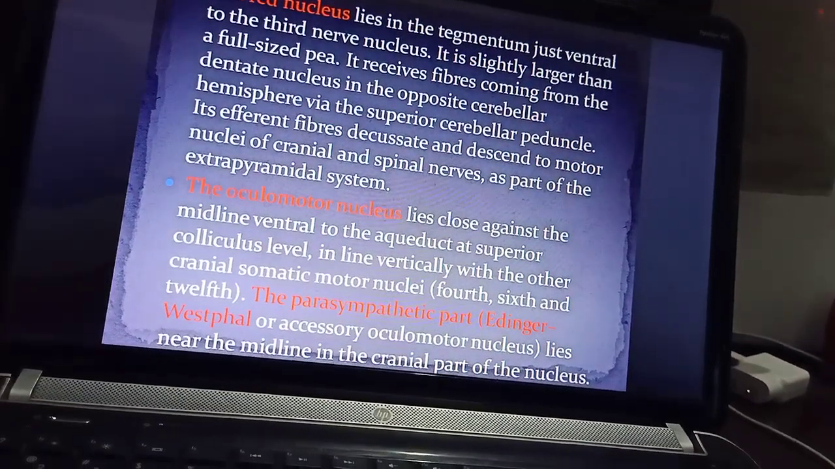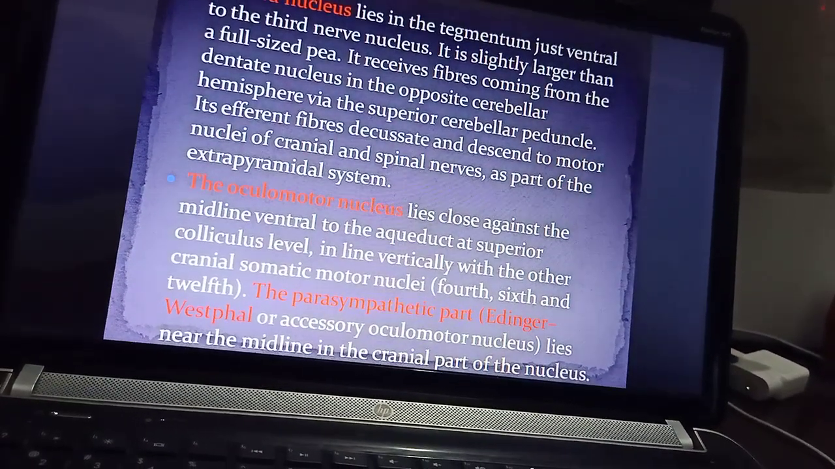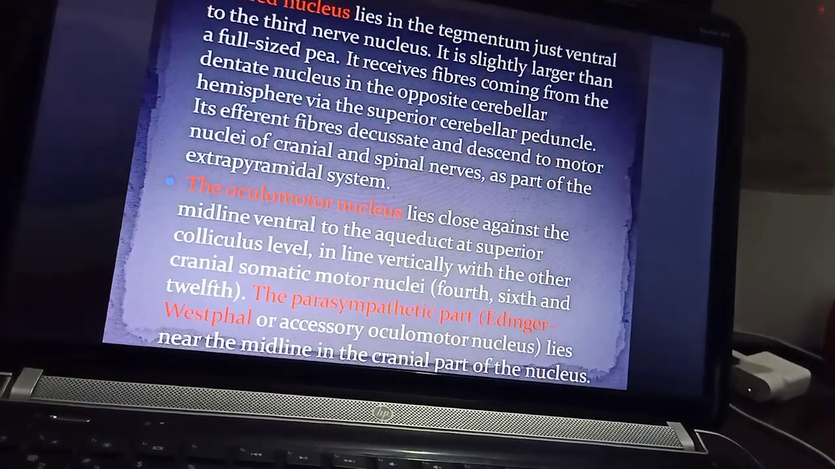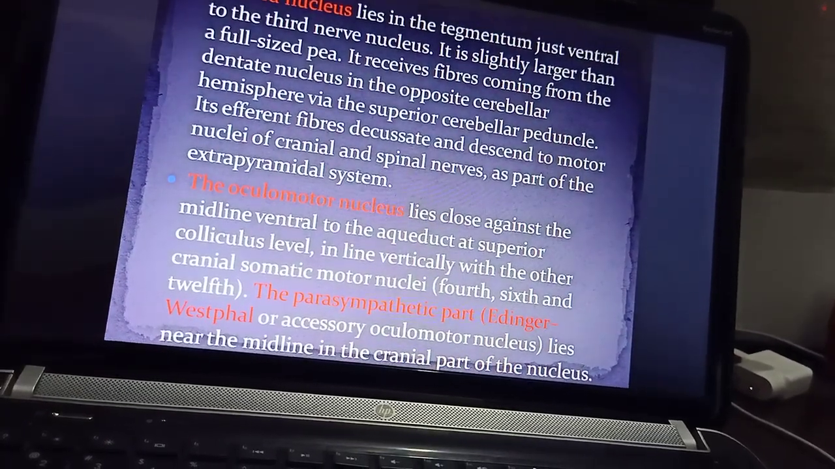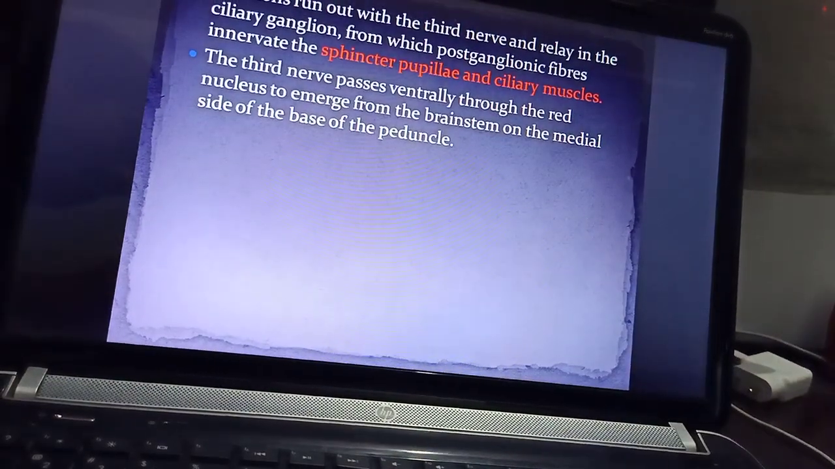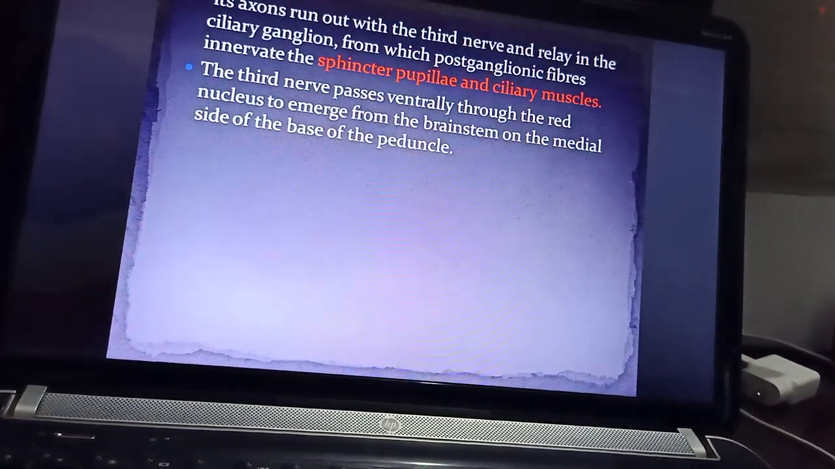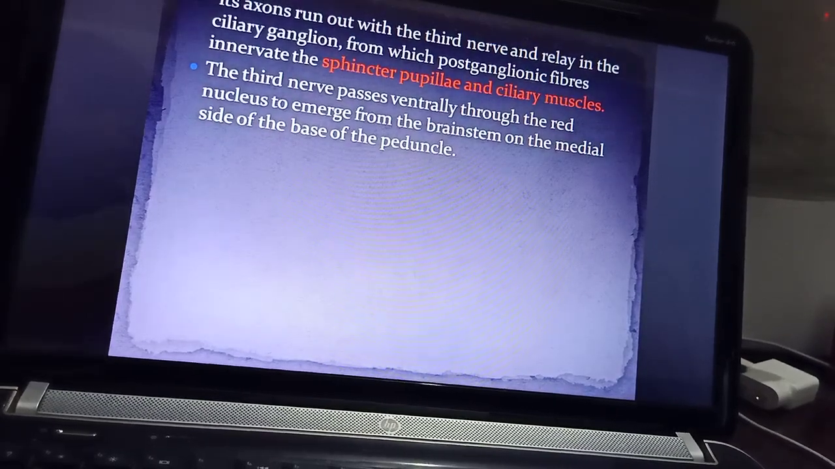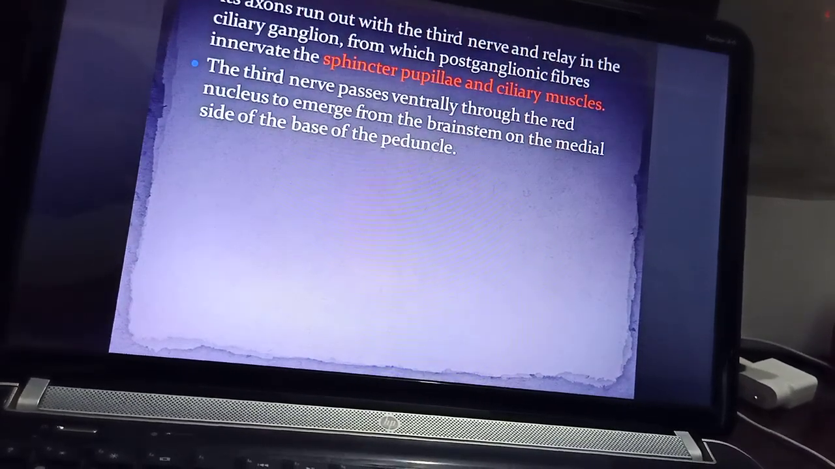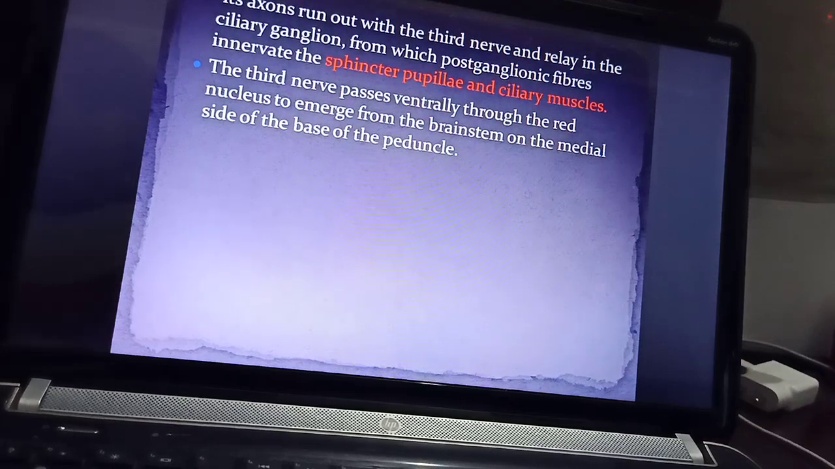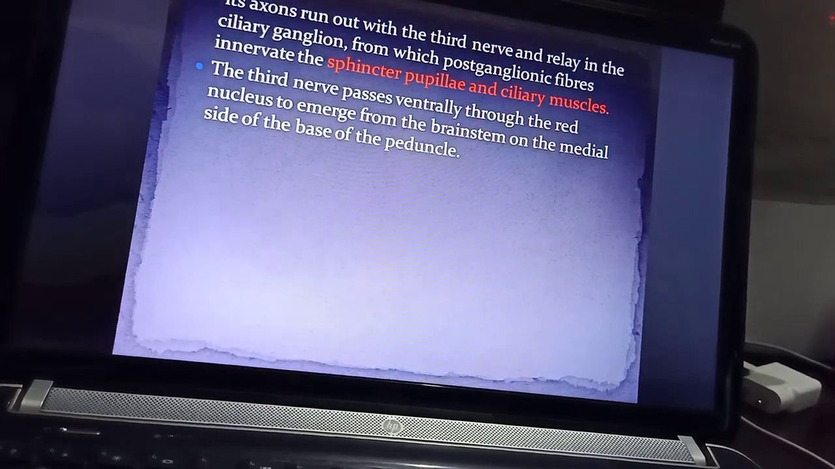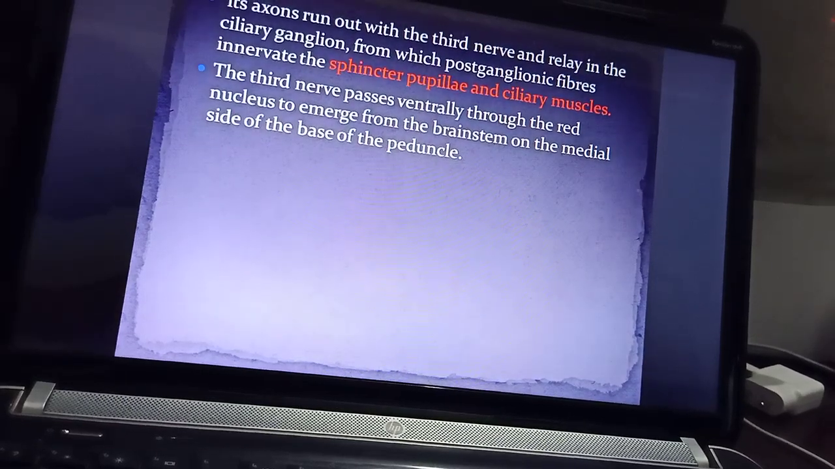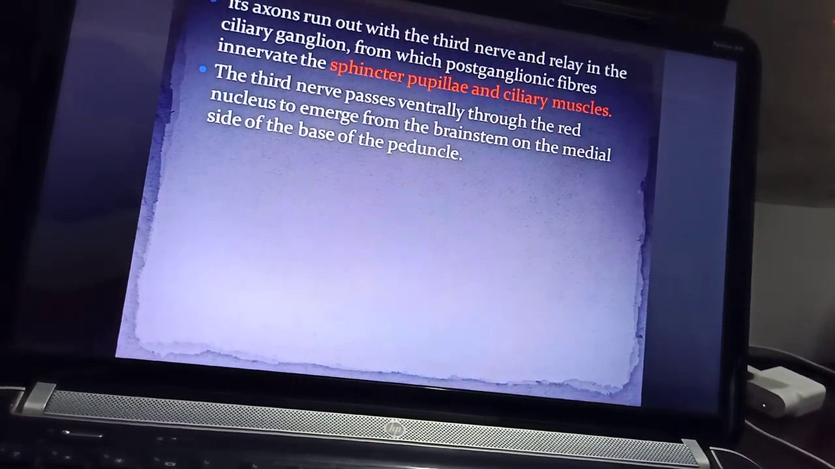The parasympathetic part of the oculomotor nerve is the Edinger-Westphal or accessory oculomotor nucleus, which lies near the midline in the cranial part of the nucleus. Its axons run out with the third nerve and relay in the ciliary ganglion, from which postganglionic fibers innervate the sphincter pupillae and ciliary muscles. The third nerve passes ventrally through the red nucleus to emerge from the brain stem on the medial side of the base of the peduncle.